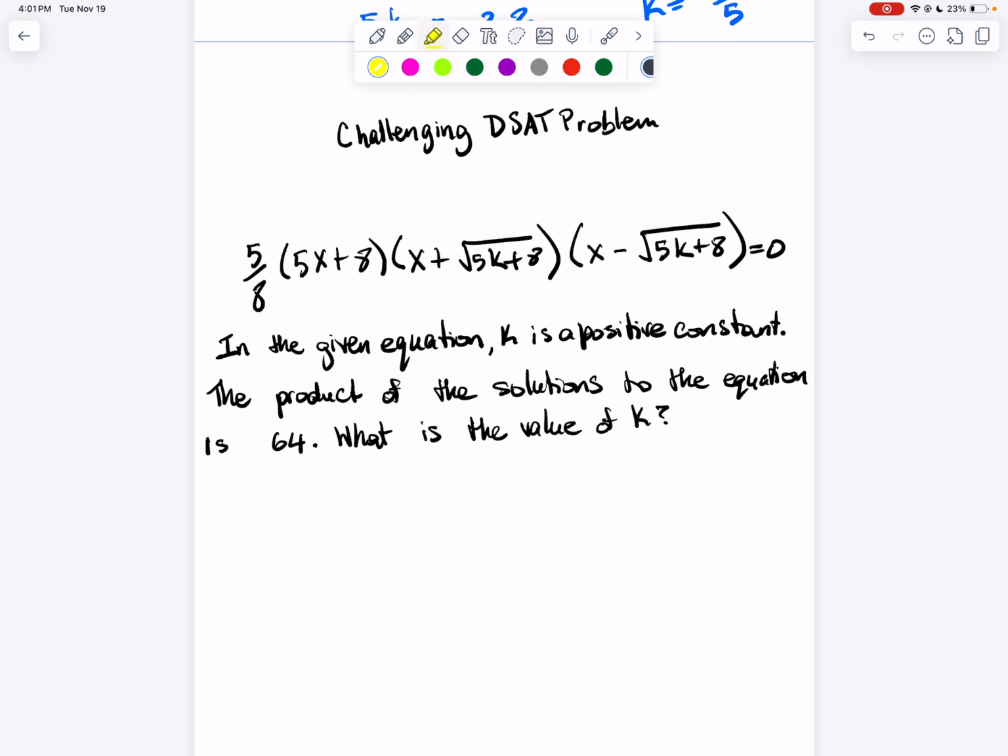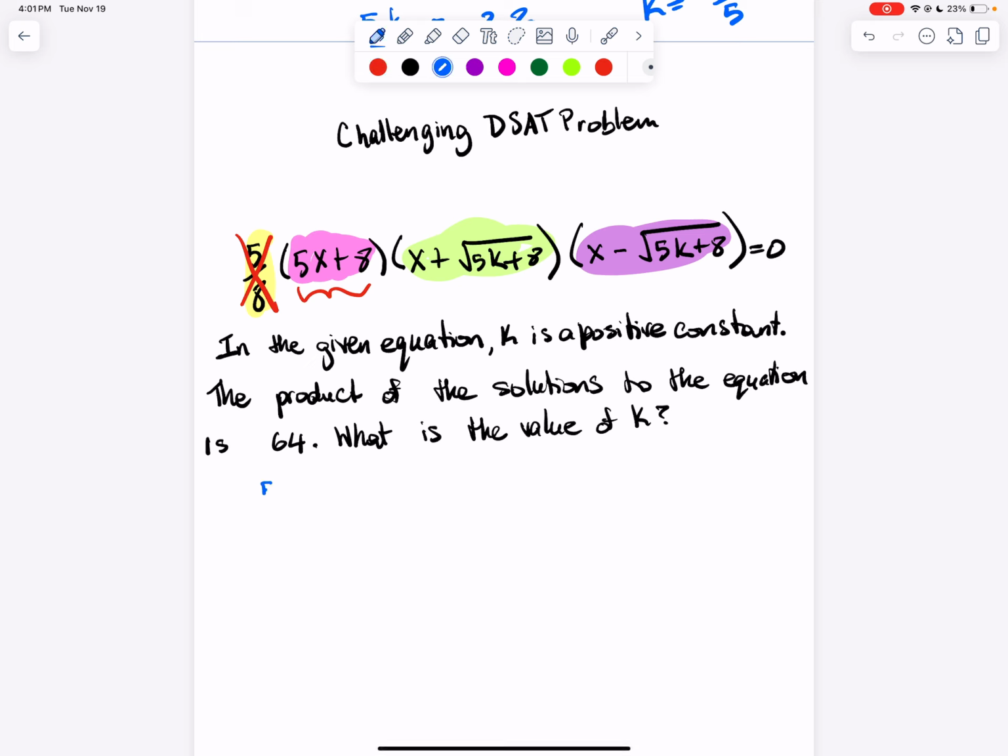All right, so what you should notice first is that we have 4 things being multiplied, and the answer is 0. When any number of things are being multiplied and the answer is 0, that means that at least one of them has to be 0. So that is very helpful here. Now we also know that 5/8 cannot be equal to 0, so that simplifies the question a little bit for us, and we can move on from there. We don't have a k in this factor, so that also makes things a little bit easier.